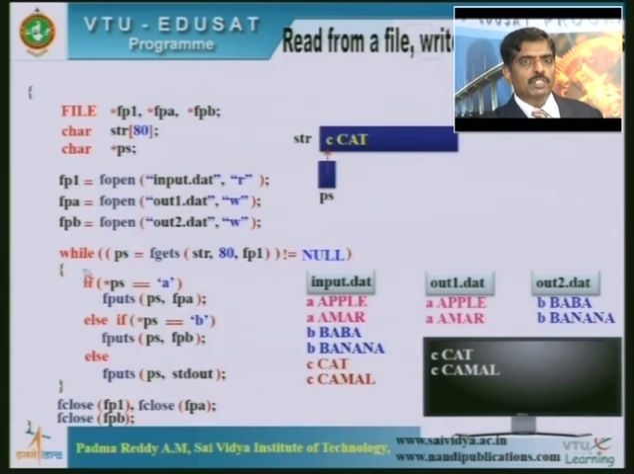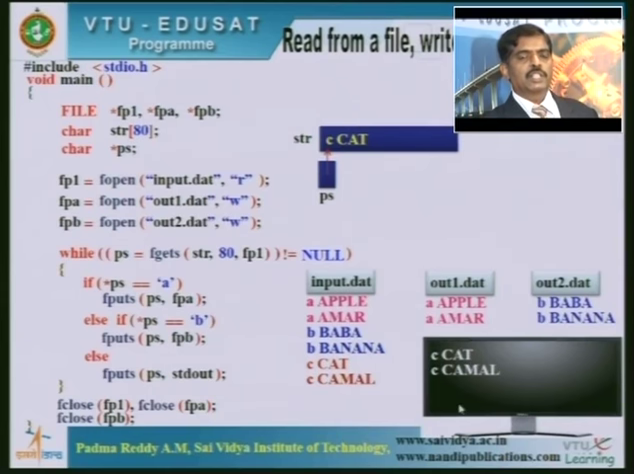Enclose all these statements within the braces, and here we write void main, and here we write hash include stdio.h. So this is the complete program. We have an input file. All lines starting with lowercase letter a will be written into output1.dat. All strings in the file which start with lowercase letter b will be written into the output file, and all the things which start with C will be sent to the display unit, such as the screen.